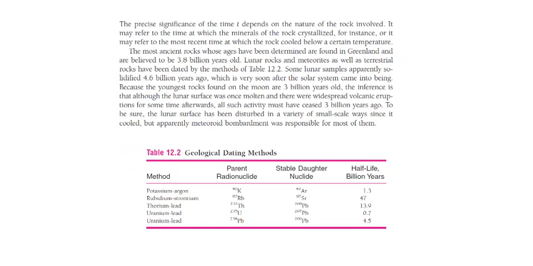Here you can see for geological dating methods, we consider the decay of the following elements. The potassium-argon method just implies that radioactive potassium decays into the stable daughter nuclide argon, and the half-life is given as 1.3 billion years. You can see several other parent elements which can be considered to estimate the ages of such geological specimens.